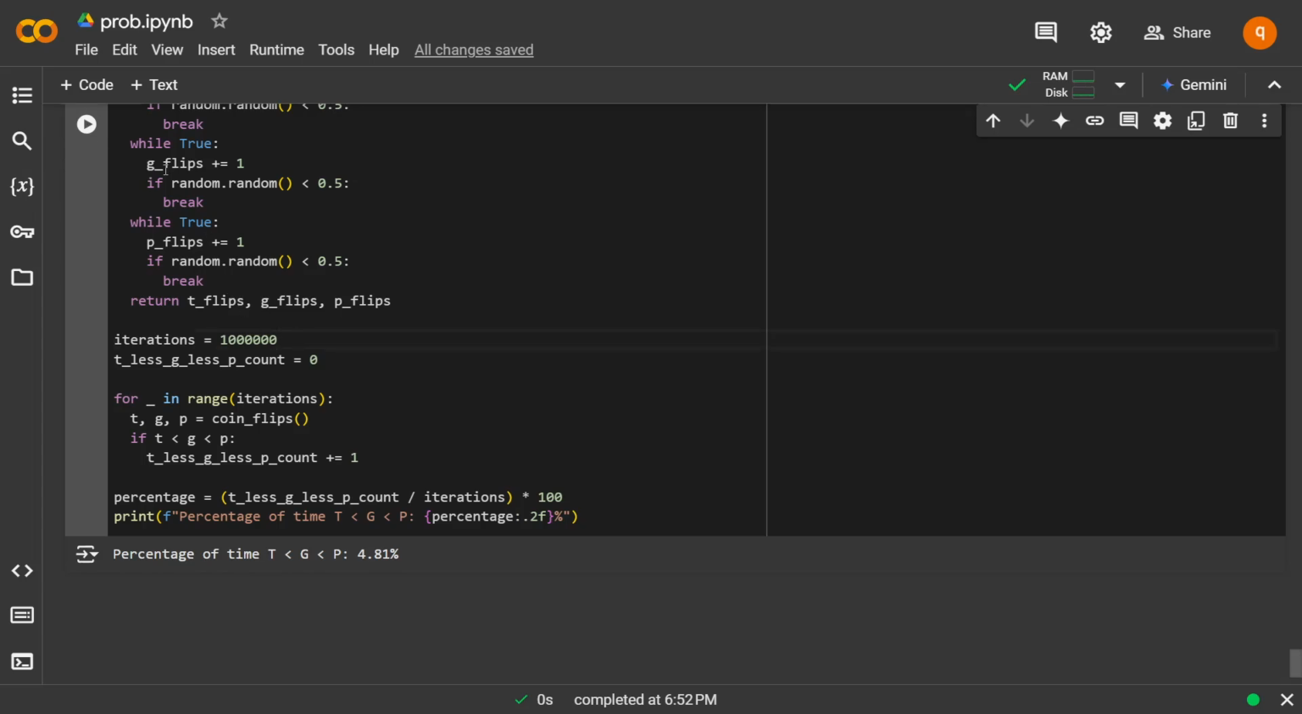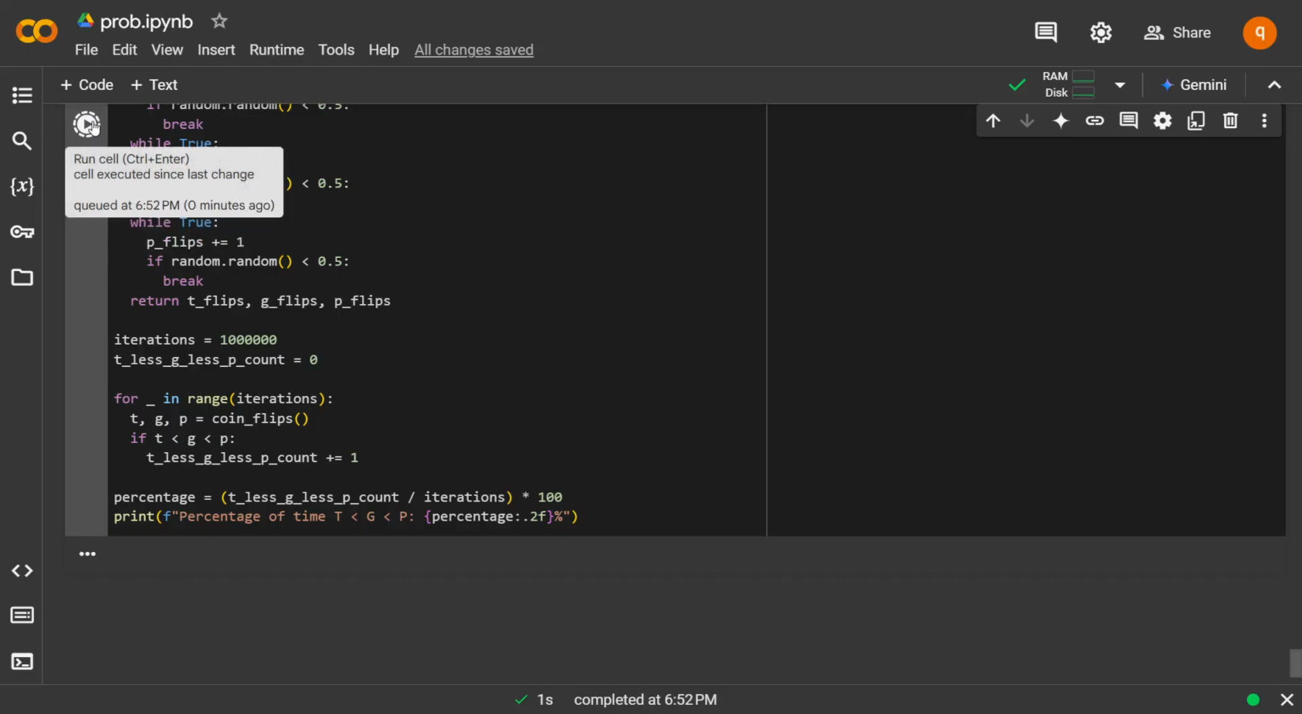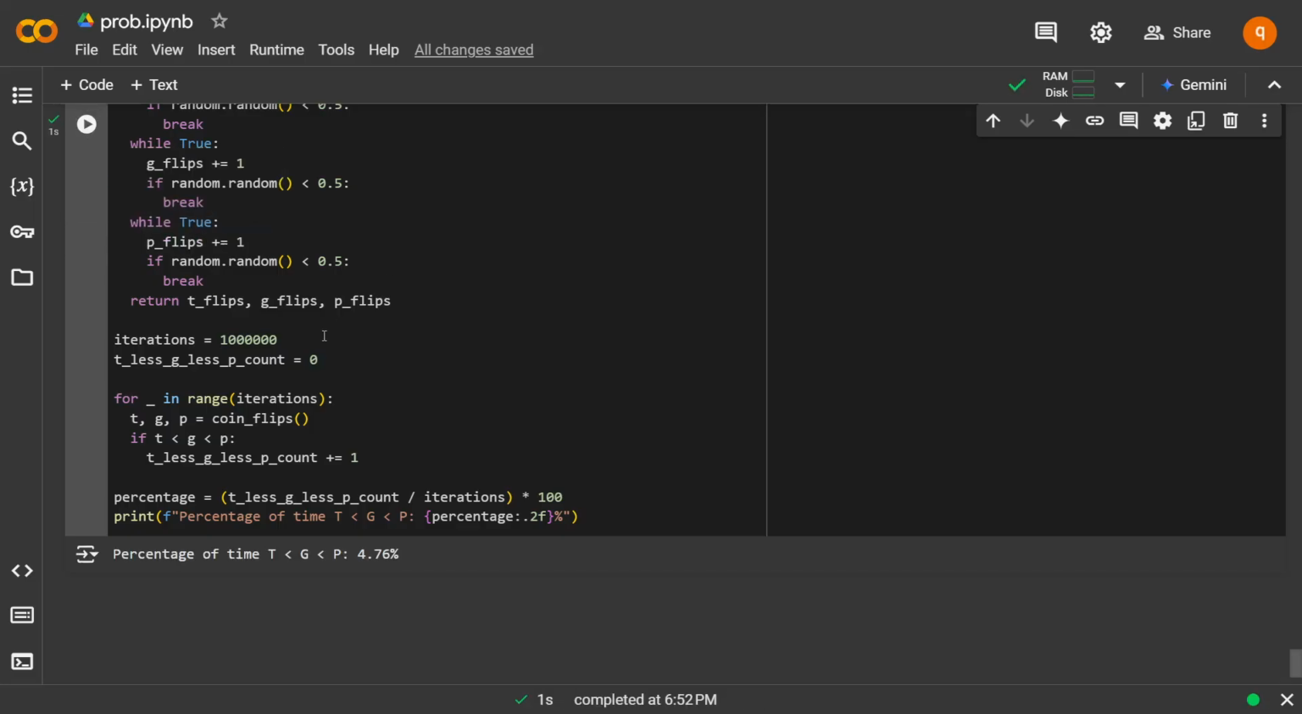So it is not really a very sharp graph. So let's do 1 million times, and it is 4.76, coming out a lot, and it can take 10 seconds. So let's see what happens when you do it 10 million times.